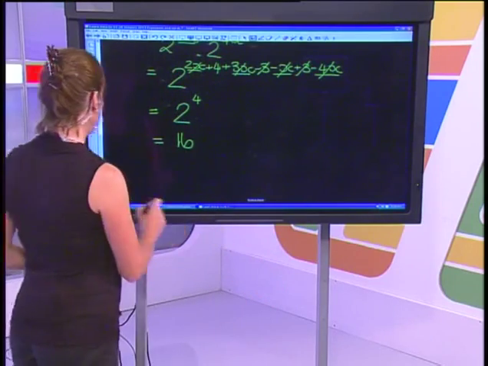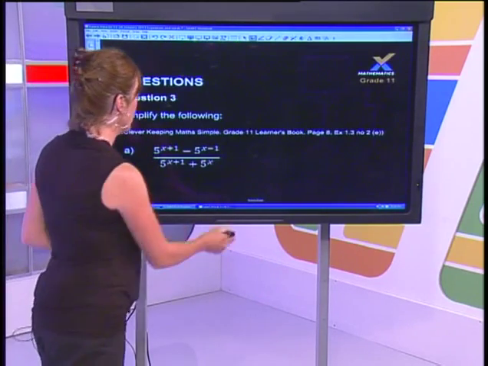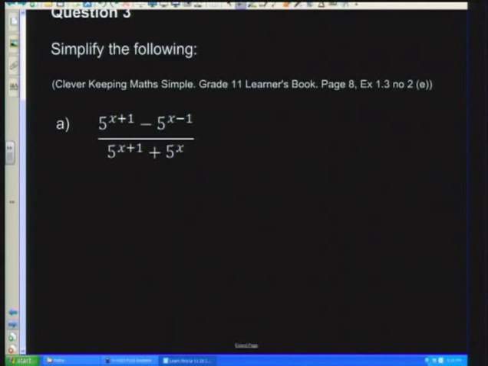Let's have a look and see what would happen if we gave you an example that looked like this. The key difference here is that in this case, the terms are not all being multiplied together. I'm sure you can quite clearly see that I've got a minus separating the terms in the numerator, and a plus separating my terms in the denominator.